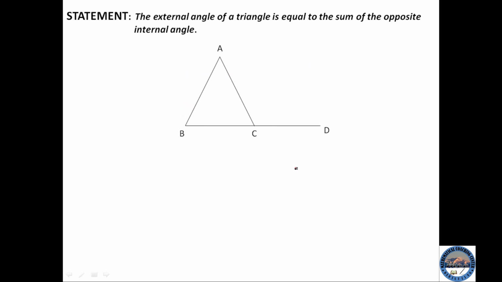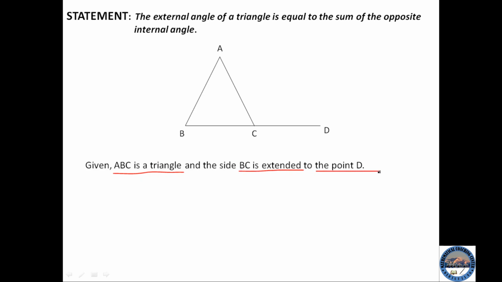So let's move on to the given part of the triangle. In this we see that ABC is a triangle and BC is extended to the point D. So this figure is a triangle, and this side BC is extended till the point D.